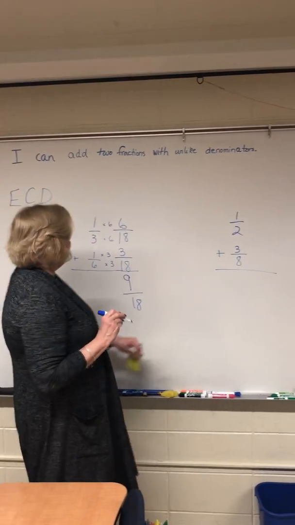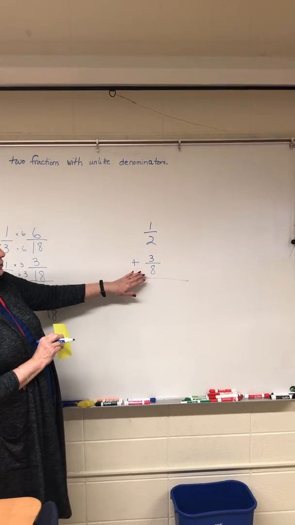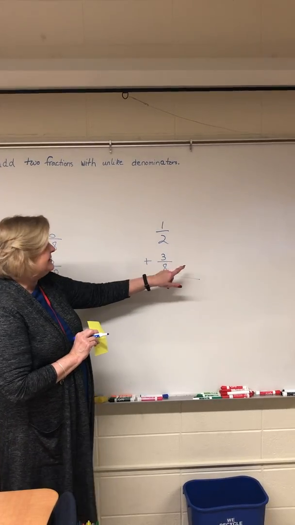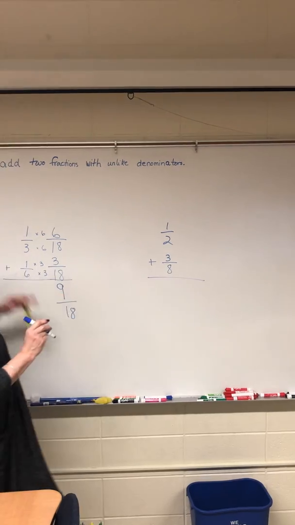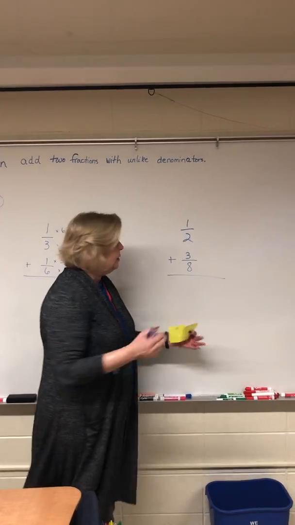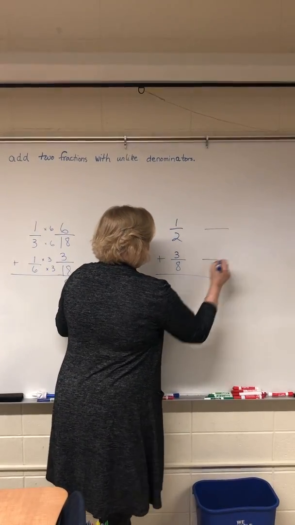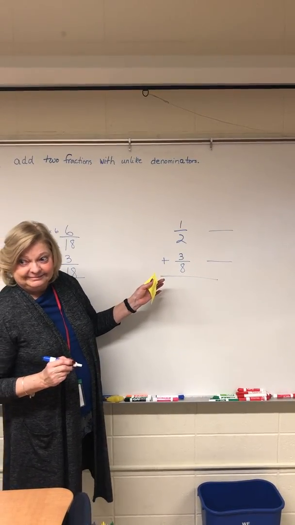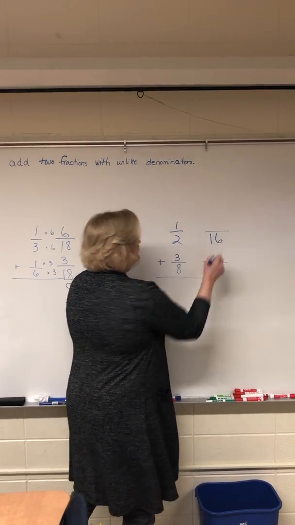Okay, so now let's go over here. And we have 1/2 plus 3/8. Now we want to make equal fractions here so they have the same bottom number, or the denominator. Okay, we're going to make the ECD, the easiest common denominator, which we know all we have to do is multiply these two together. So, can somebody tell me what 2 times 8 is? Yes, it's 16. So we have 16 as our denominator.